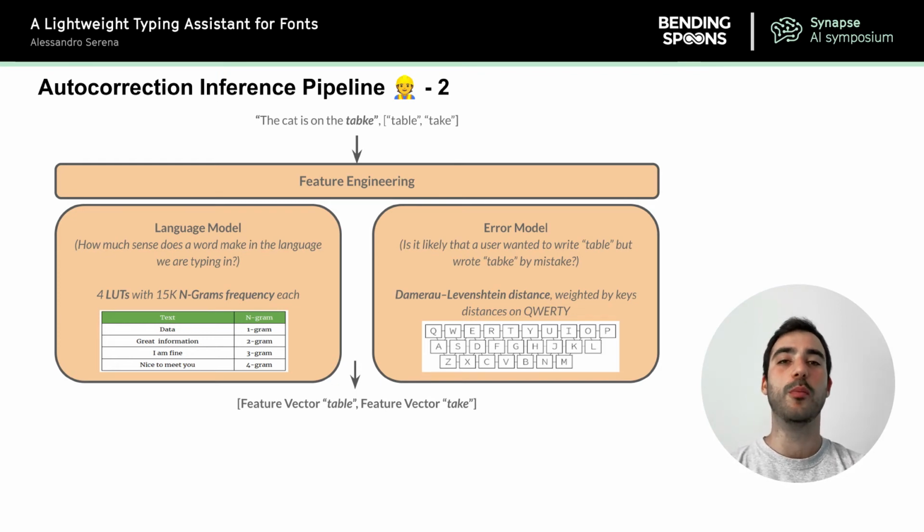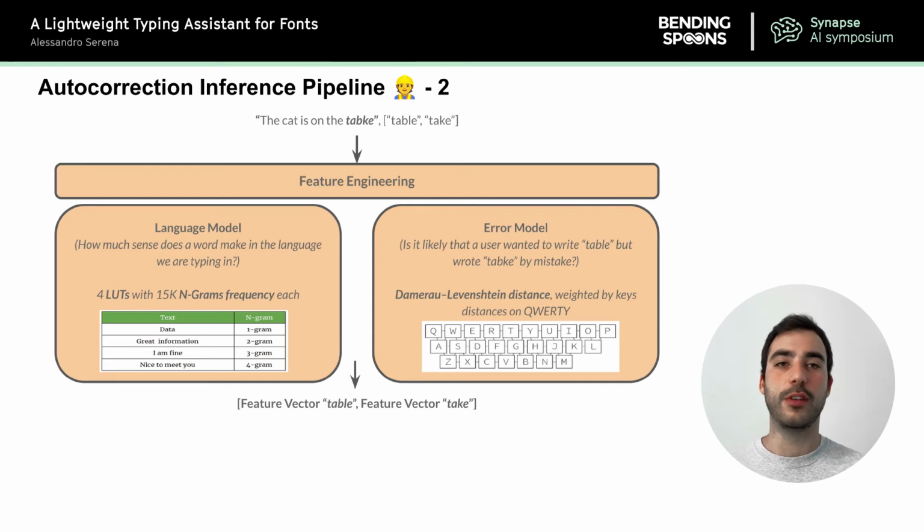And what we do is we compute the edit distance between the candidate and the original word typed by the user. And then we weight this edit distance by the information about how keys are laid down on the QWERTY layout. This is because generally when users type one letter instead of another one, they type surrounding keys to the one that they wanted to type originally.